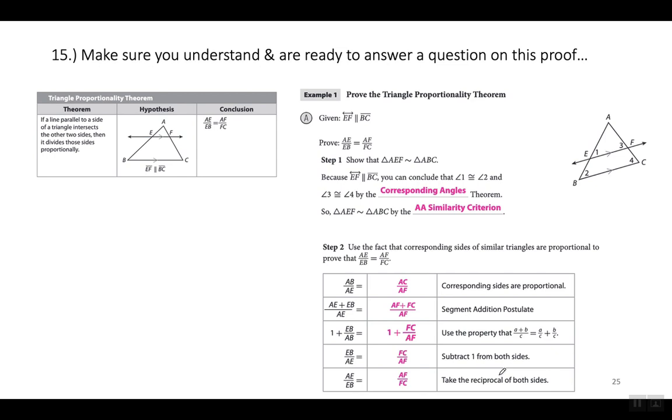And number 15, make sure you understand and are ready to answer a question on this proof.